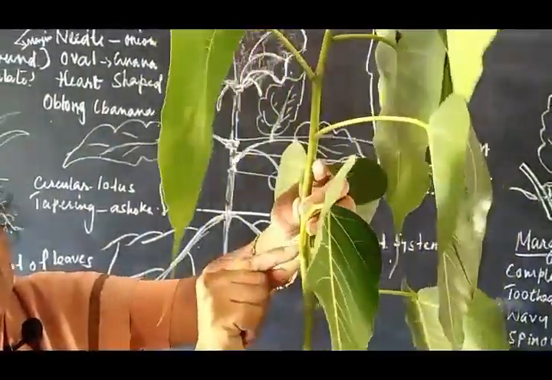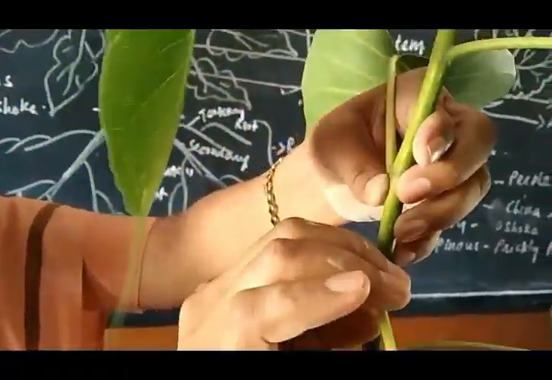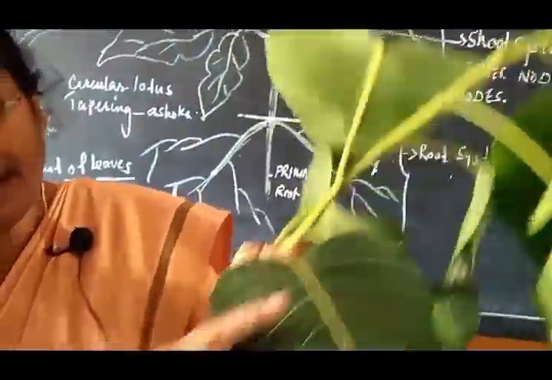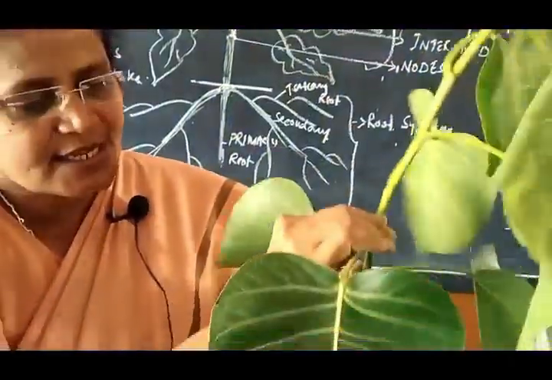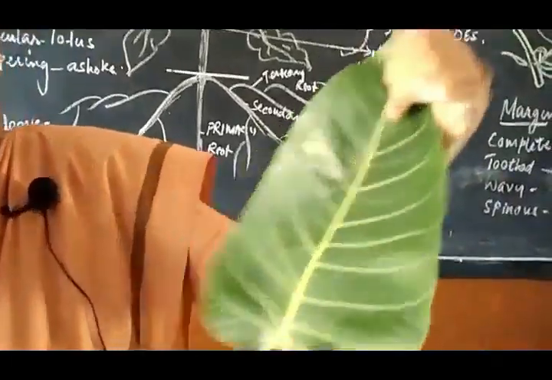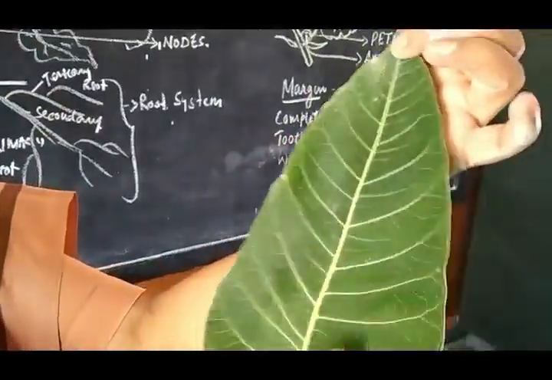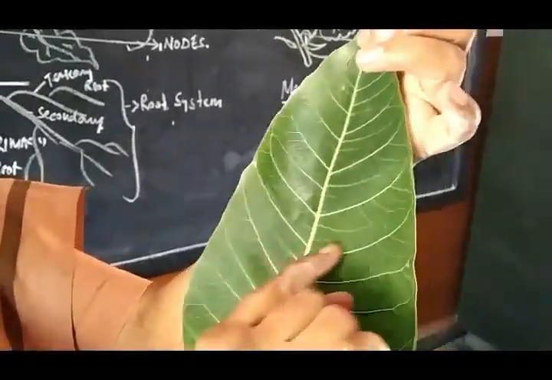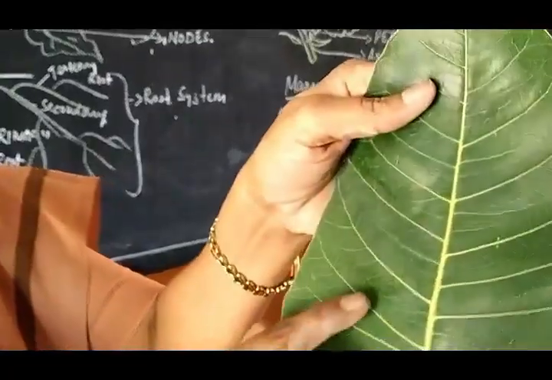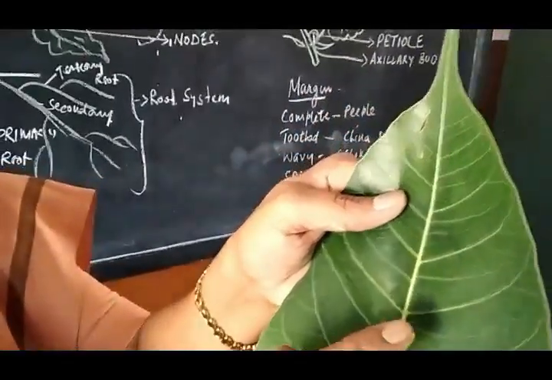Normally there are small buds present between the leaf and the main stem, called the axillary bud. Then you have the midrib. Look at the beautiful middle line. I just take one particular leaf. You see the middle line, this is your midrib. Then you see many side lines, which are called your veins. Then you will see again many branches inside, and they are called veinlets.